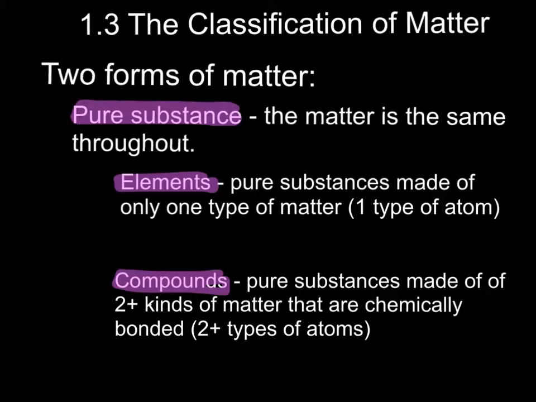There are two kinds of pure substances that exist. Elements are pure substances that are made up of only one type of matter, meaning one kind of atom. Compounds, on the other hand, are pure substances made up of two or more kinds of matter that are chemically combined together. This would be two or more different kinds of atoms bonded together. You can think of sodium chloride as being a compound. It is made up of sodium atoms and chlorine atoms.